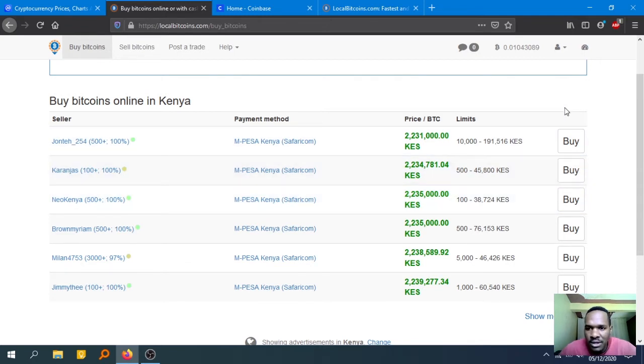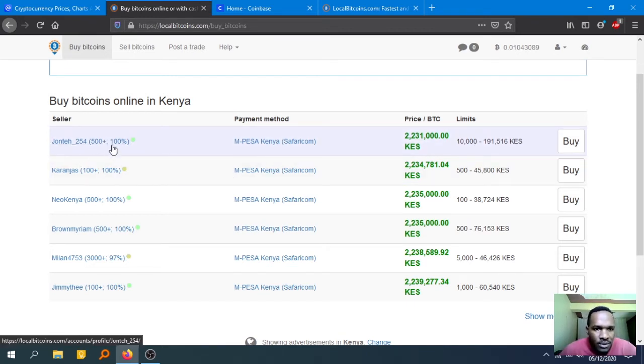For me, at this point, I want to buy bitcoins worth 1,000 shillings. So I'm not going to buy from this first person, because the limits are beyond me. Now, another thing you need to look at is on this side. This is the number of purchases that the person has been involved with, transactions, and 100% of them have been successful.